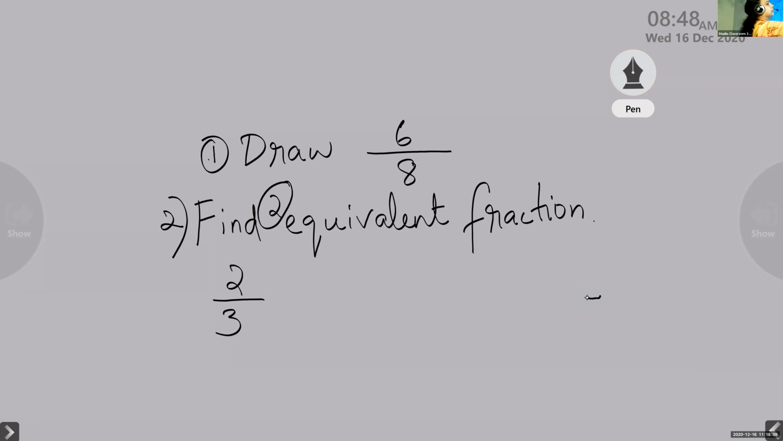Ma'am, should we write in the book? Rough book, rough book. Two by three. Write two equivalent fractions. And question number 1, draw 6 by 8. So children, for question number 1, you can draw in a circle or rectangle, no problem.